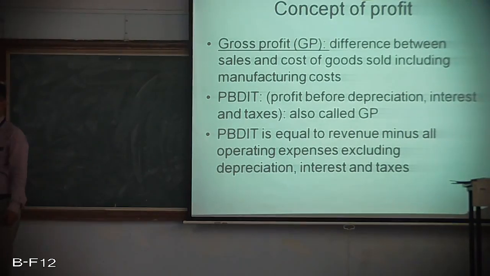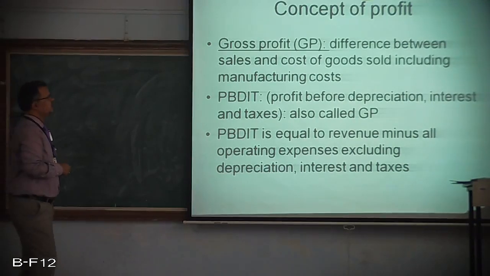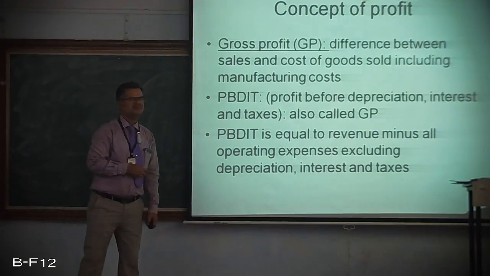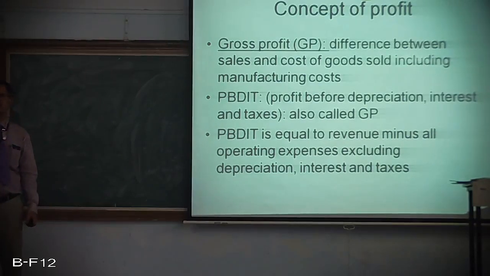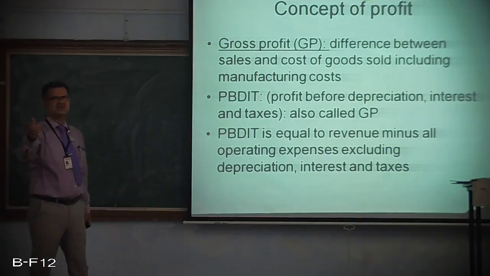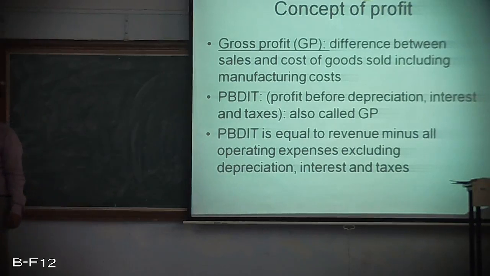First of all, what do you mean by gross profit? GP is the difference between sales and the cost of goods sold, including the manufacturing costs. Sales means how much worth of sales, maybe 1 lakh worth of sales price, taking into account total sales volume multiplied by the rate of product. You know how to calculate selling price.